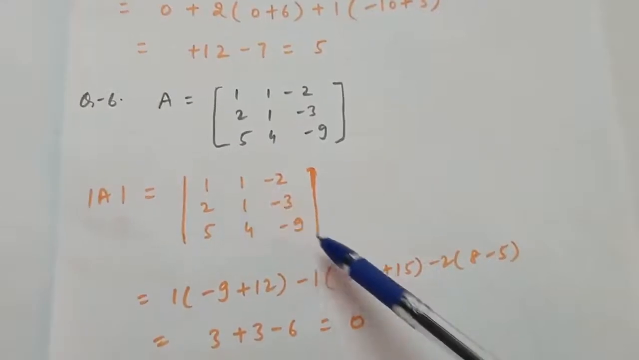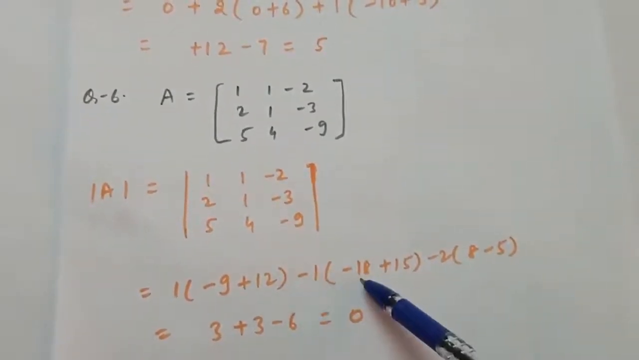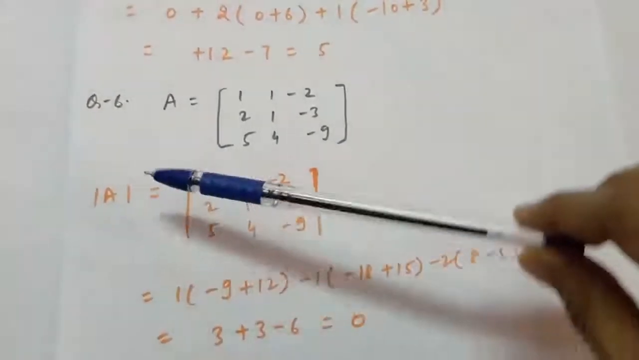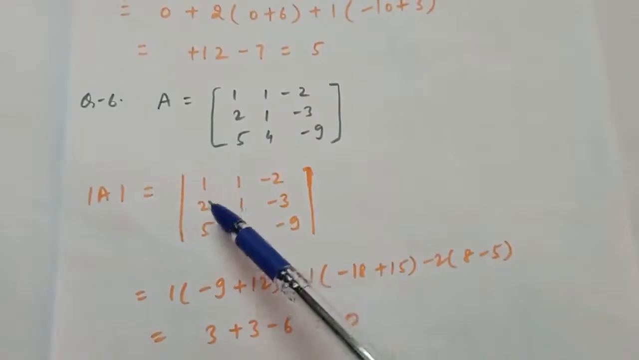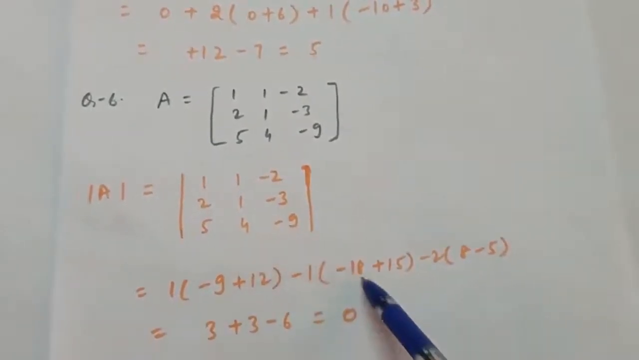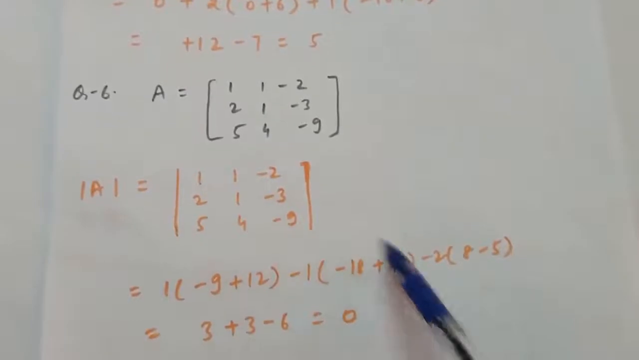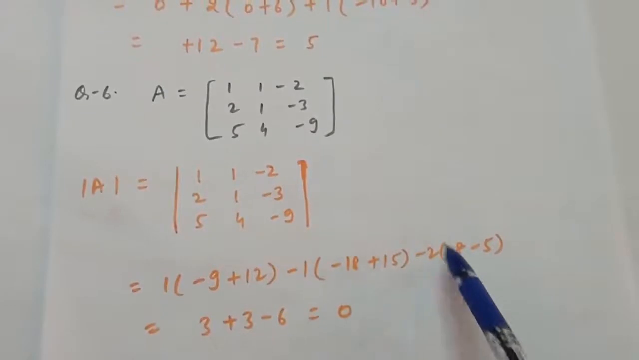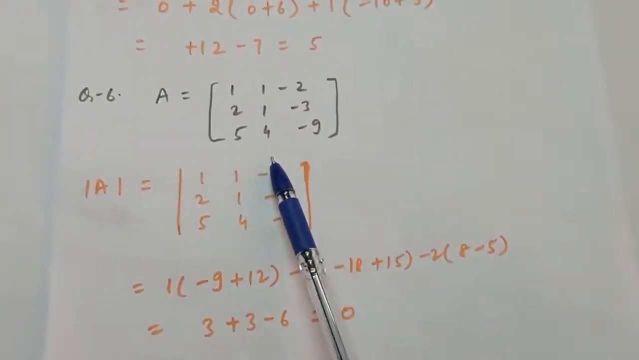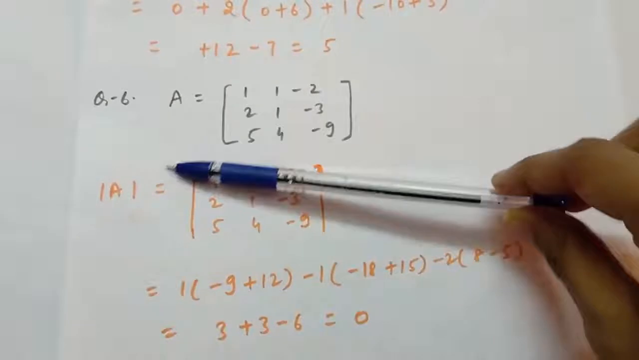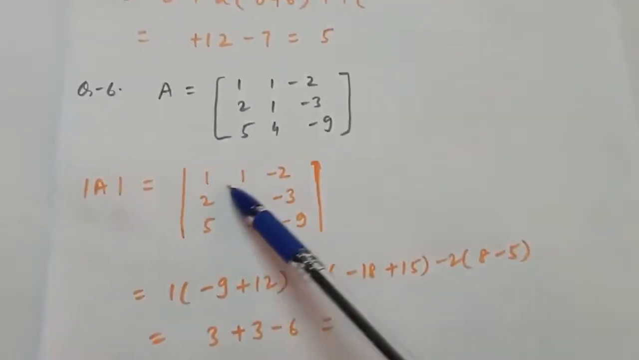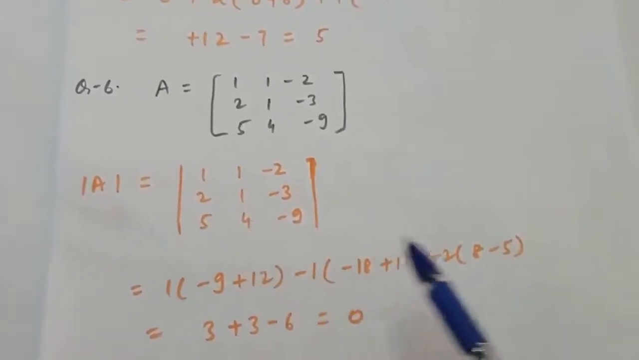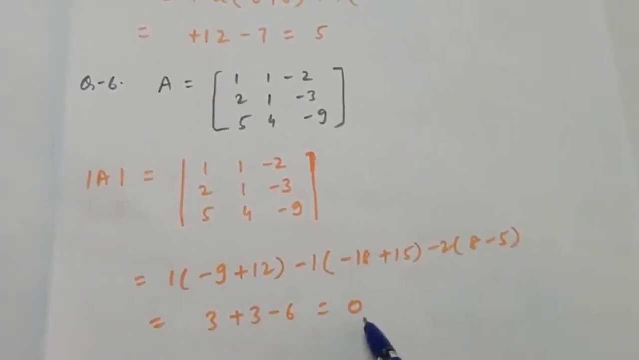Then with second element take minus 1 inside the bracket, leave this second column and first row. So you will get minus 18 plus 15, because minus minus becomes plus. Now minus 2 inside the bracket, leave this third column and first row. So you will get this second order determinant. Now solve this second order determinant. 8 minus 5. So you will get the answer as 0.